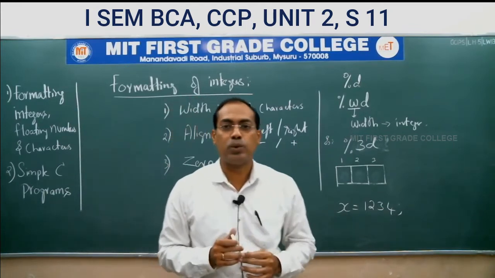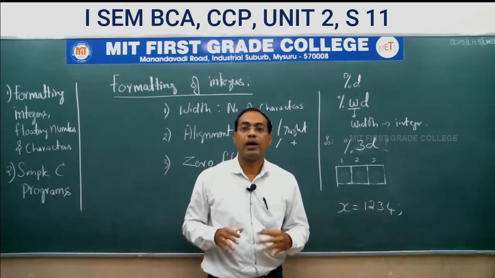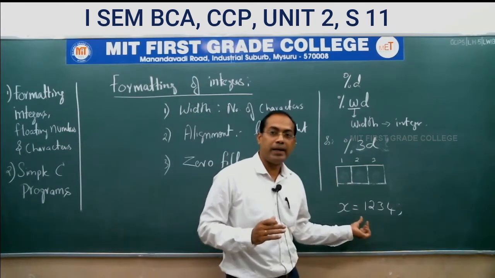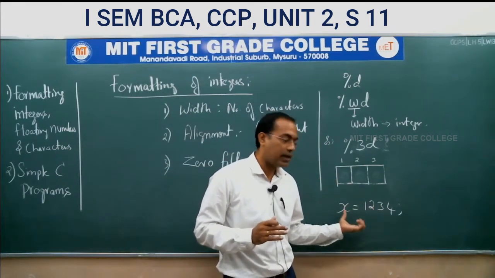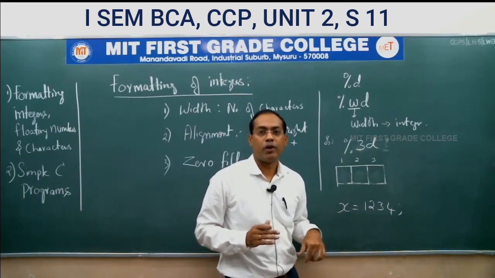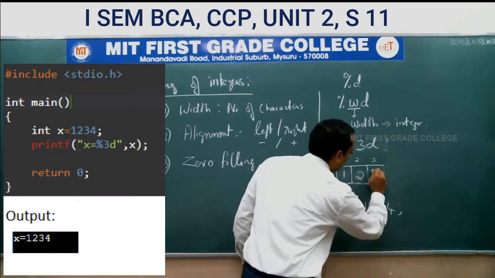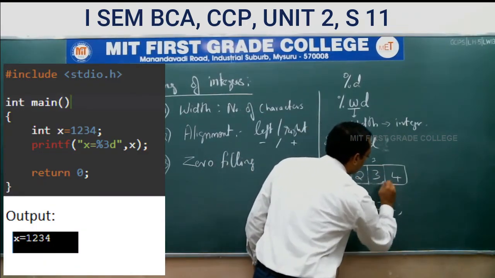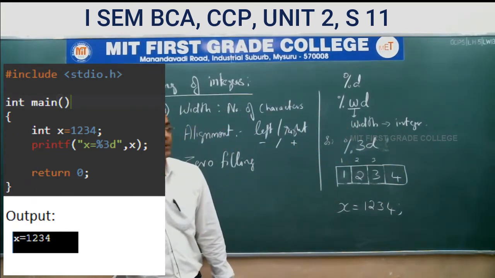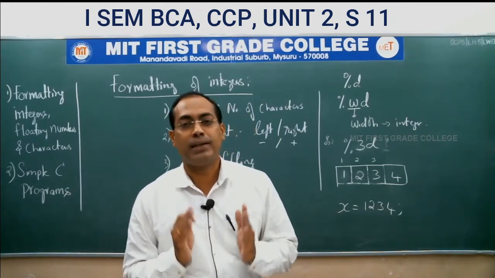What will the compiler do? Whether it will display 2, 3, 4 or 1, 2, 3, 4. Students, the compiler will display all the digits because the number has more prominence than the formatting instructions. So it will ignore that and display 1, 2, 3, 4 as it is, even though you have specified 3 digits of width. So students, now we have learned formatting of integers.